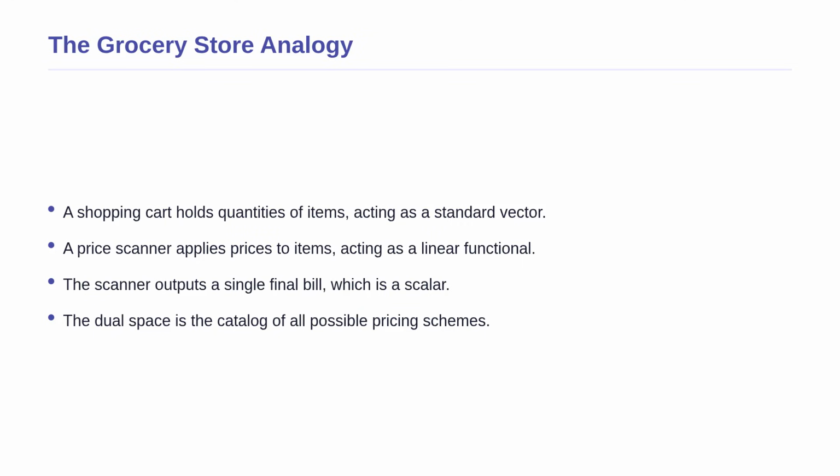Now, think about the price scanner at the checkout. The scanner reads your quantities, applies a specific price to each item, and spits out a single final bill. In this analogy, the price scanner acts as a linear functional. The collection of all possible pricing schemes the store could ever use forms what we call the dual space.